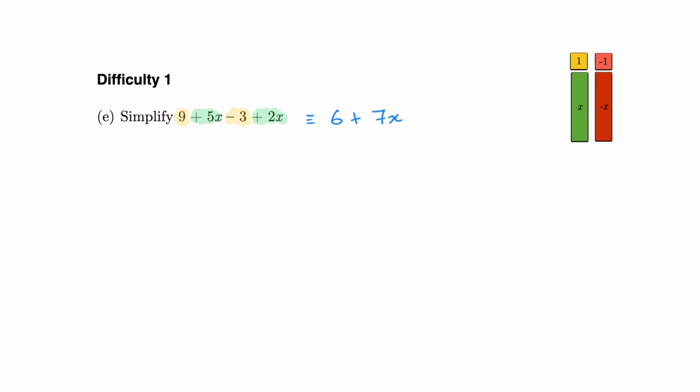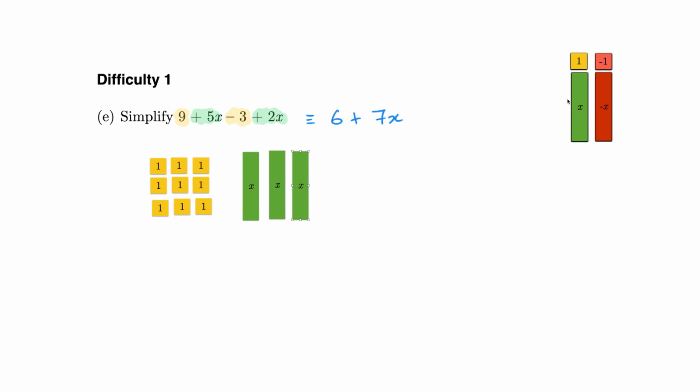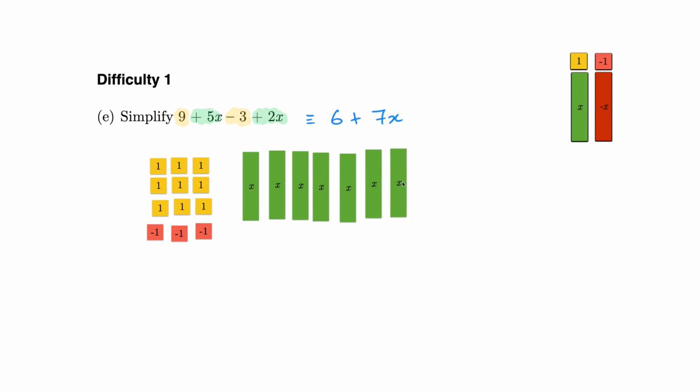Let's see that with the tiles. 9 looks like this, plus 5x looks like this. Minus 3. Now that's the same as adding negative 3. So I'm going to add negative 1, negative 2, negative 3 in total there. And then finally I'm adding 2x. So I need to add x and another x.